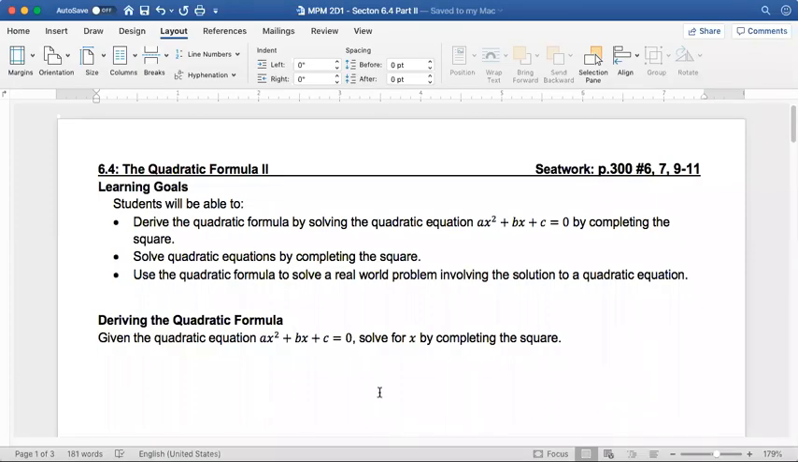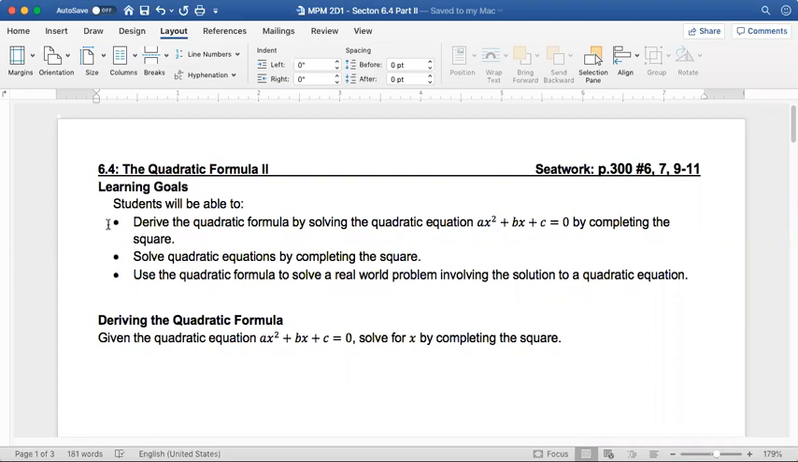Okay, good afternoon. Today we're going to take a look at the second part of section 6.4, the quadratic formula. We usually like to split this up into two separate sections so that it's not so heavy for you. In any event, let's continue with this discussion of the quadratic formula.